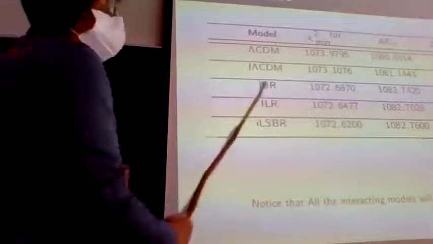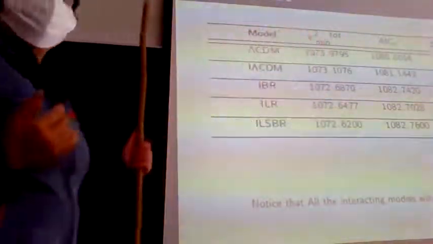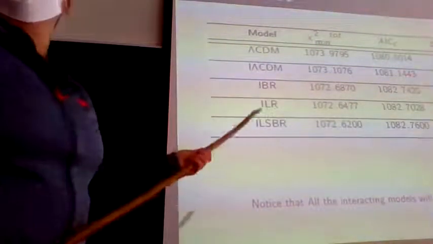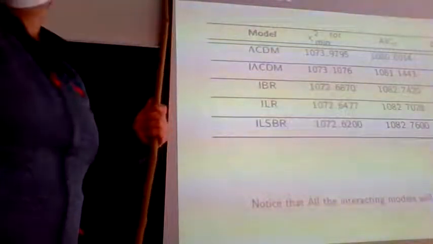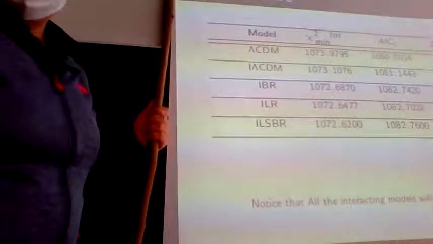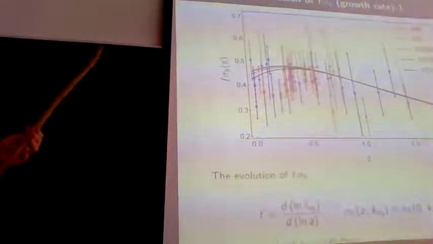Why? Because this one somehow mimics a constant equation of state, but closer to minus one. But as I wrote here, notice that all these interactions will lead to a big rip. Okay. Why? Because there is a decay of dark matter into dark energy. The fit, again, fits the data quite well, okay?